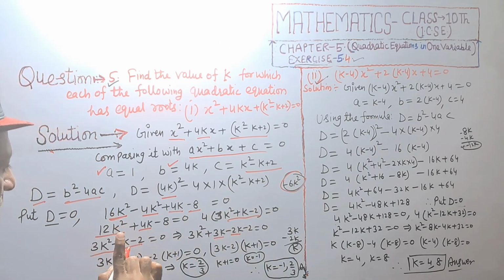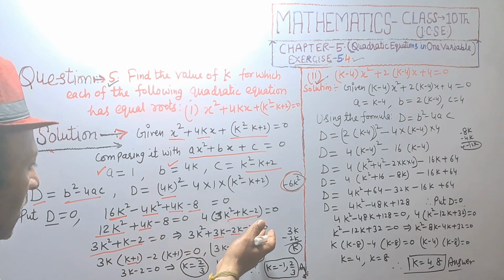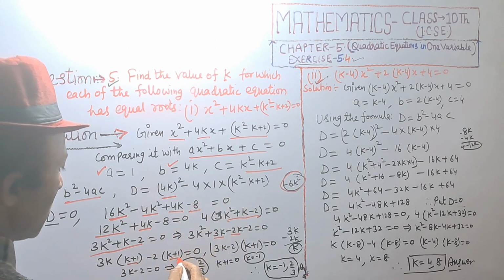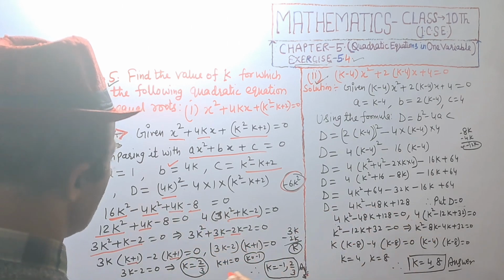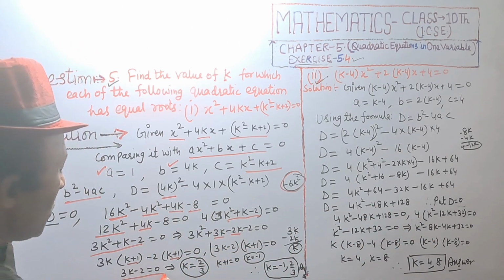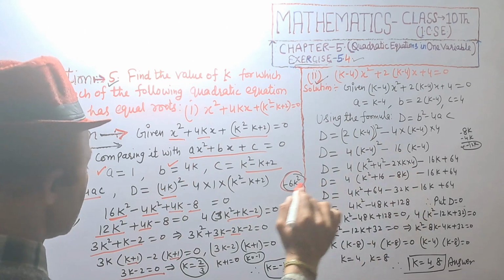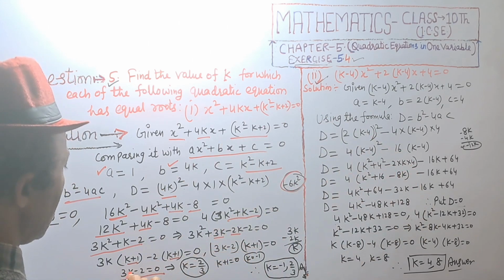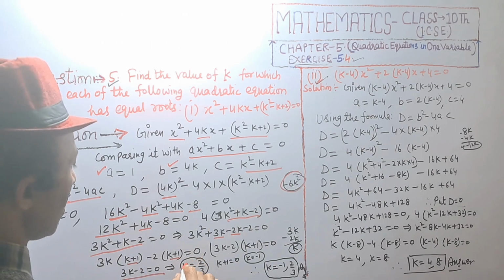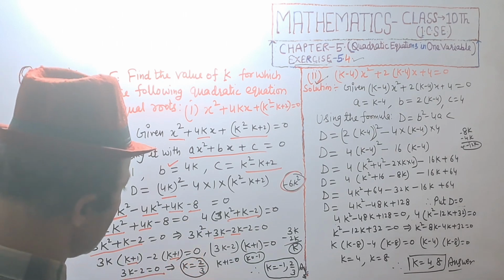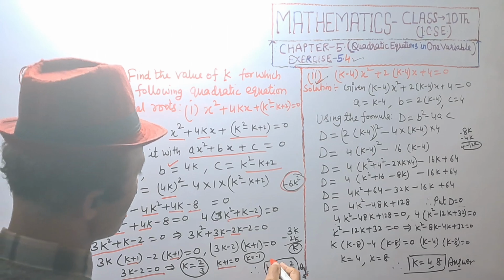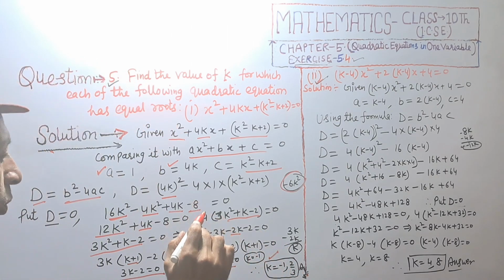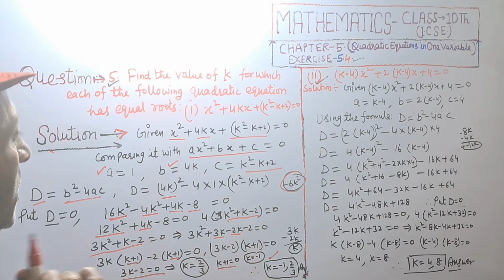That is first and last. And we are taking common 3k in the bracket k plus 1 and taking common minus 2 in the bracket k plus 1. k plus 1 one time, 3k minus 2 one time, equal to 0. 3k minus 2 equal to 0 means k is equal to 2 is shifting to the right side, this will be positive, and 3k equal to 2, and the value of k is equal to 2 divided by 3, and k plus 1 is 0, k is equal to minus 1. So we get the value of k equal to minus 1 comma 2 upon 3.